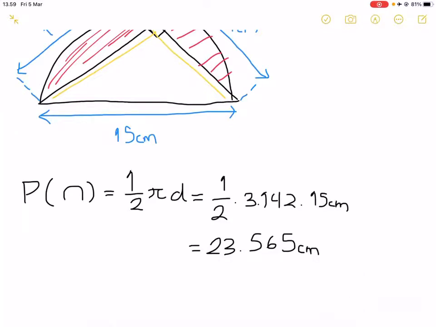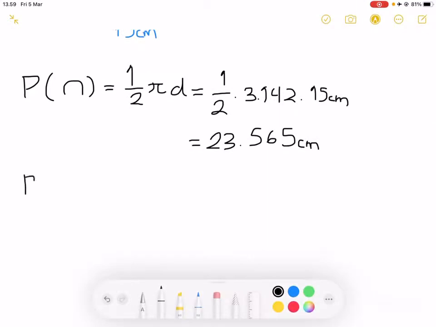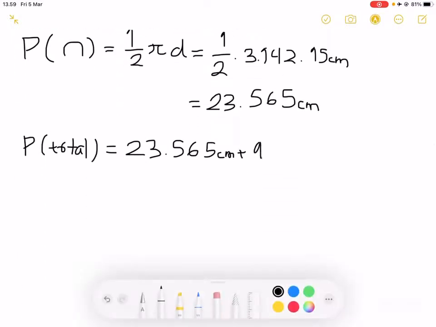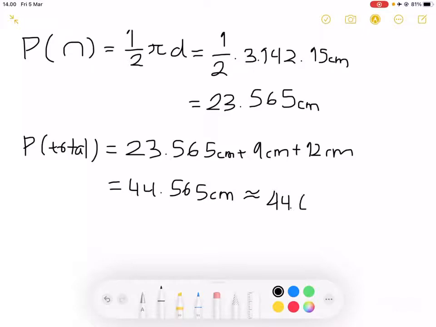And therefore the total perimeter of this will be as shown. So it's the length of the arc plus the length of the other sides right here, which are 9 centimeters and 12 centimeters respectively. And you simply get this is equal to 44.565 centimeters, and approximating this correct to one decimal place, you'll get 44.6 centimeters. Alright, so that's the perimeter.